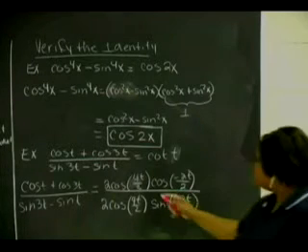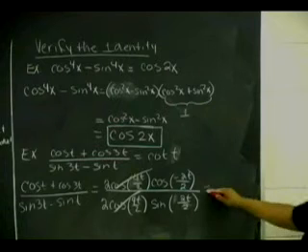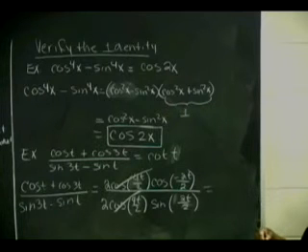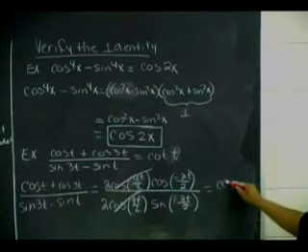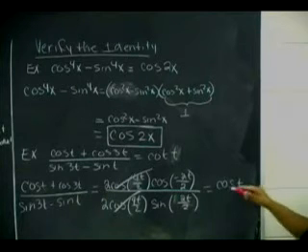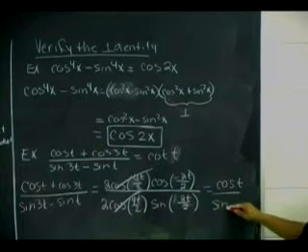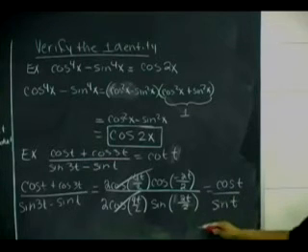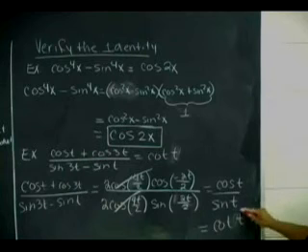So what happens here? This cancels, right? And as he said before, should we make this positive? Well, yes. It should be positive cosine t, because this is an even function. And this is over sine t, which is cotangent t.